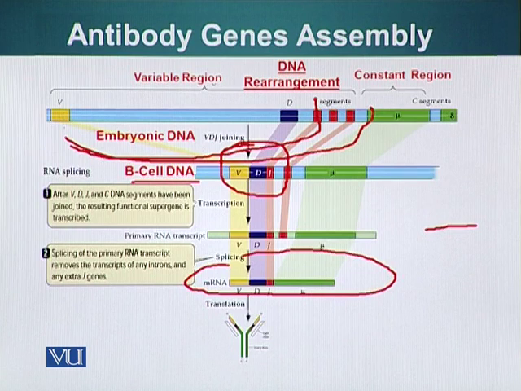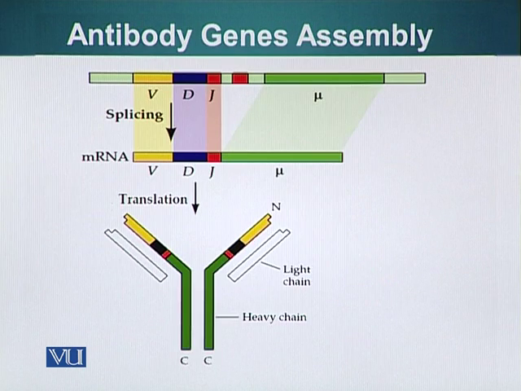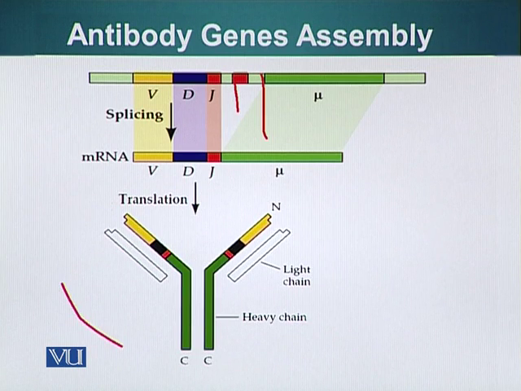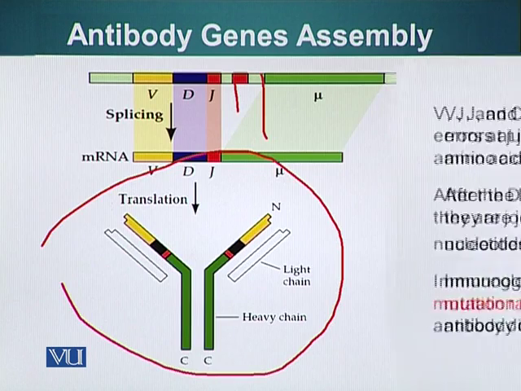Now I would like to show you this process at a slightly higher magnification. Up till here it is all DNA, and now here is the RNA splicing. Here we have the primary transcript. The primary transcript goes through the splicing process, the maturation process, and the introns are removed. The mature messenger RNA is produced, which is translated into an antibody.